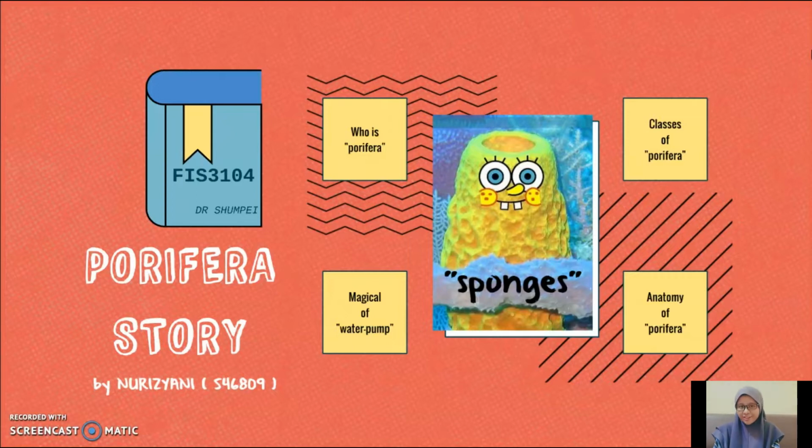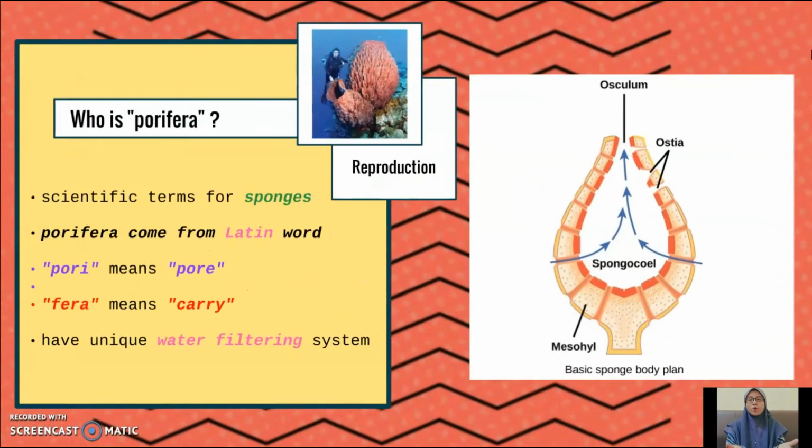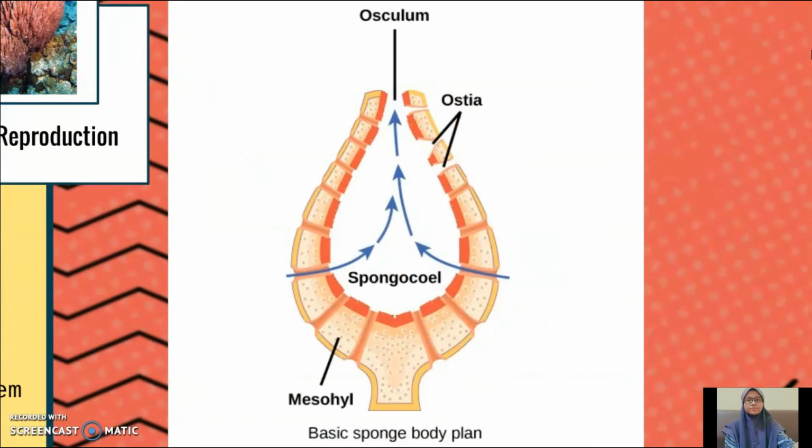Who is Porifera? Porifera is actually a scientific term for sponge. Porifera comes from a Latin word. Pori means pore and fera means carry. So Porifera have a unique water filtering system. As you can see here, this is a basic sponge body plan.